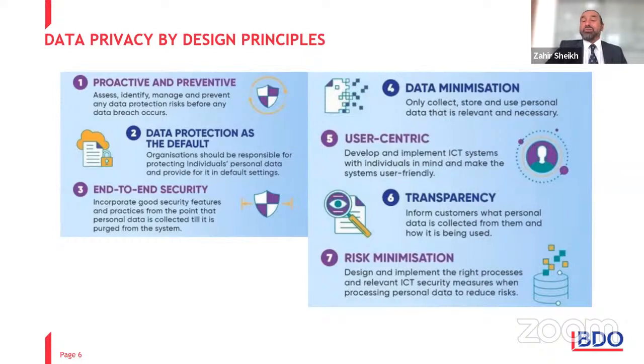And the last overriding principle, obviously, is risk minimization, where you design and implement correct procedures and processes, and you've got the relevant ICT security measures when processing personal data with the objective of minimizing risks. You don't start on a data privacy program without the risk being the crucial element of it.